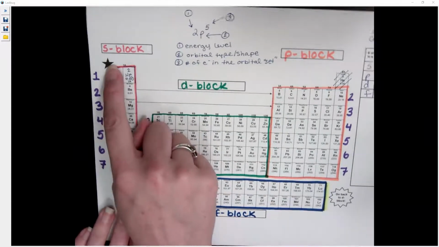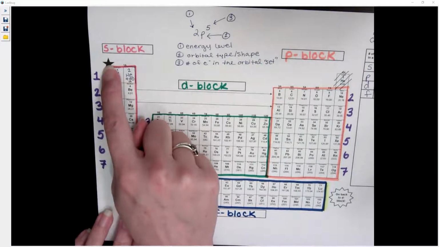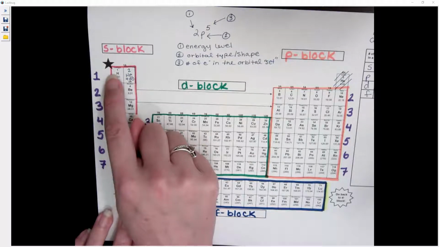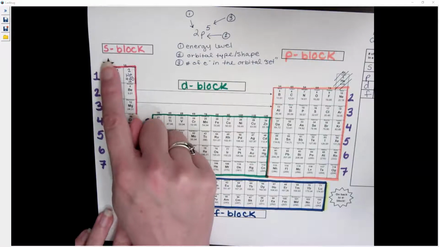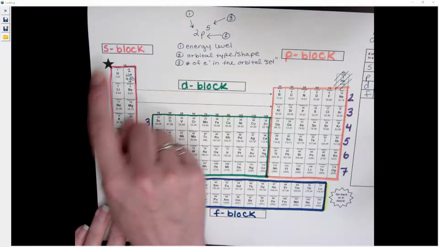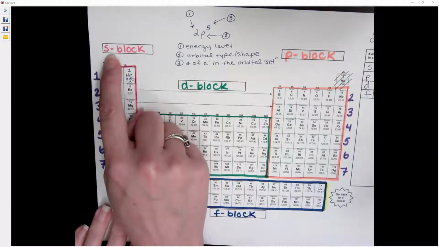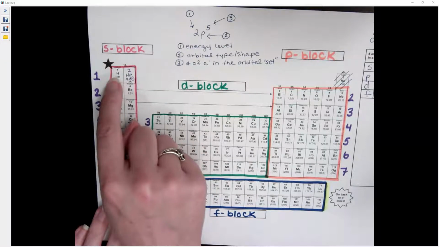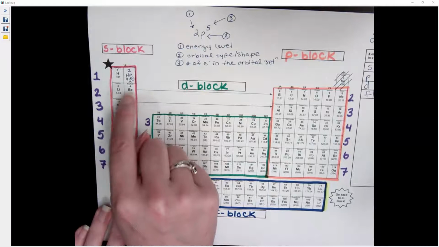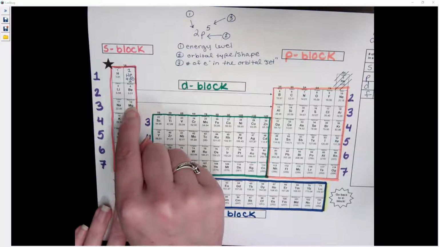See this big star up here? That's because we're always going to start up at the top corner. Remember, our configurations always start at energy level 1, and we start putting things into the s orbital first. So we always are going to start up here. We're going to list the energy level, the block, the orbital type, and then we're going to list how many boxes we had to go through before we got to the element that we were interested in.